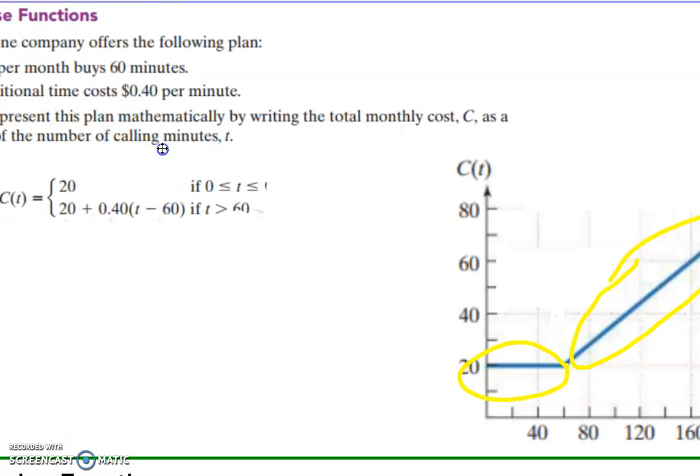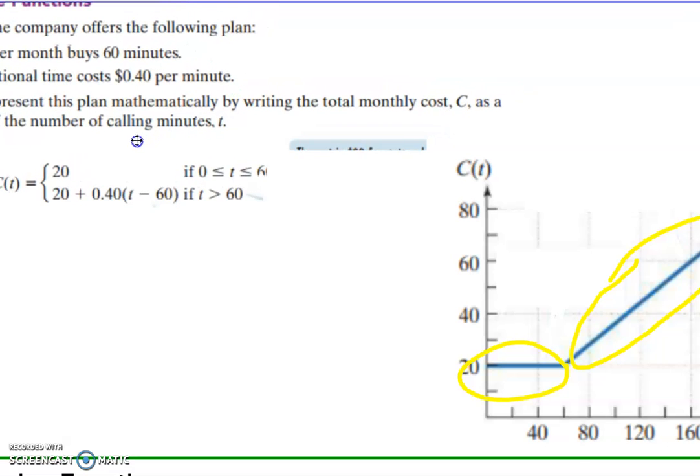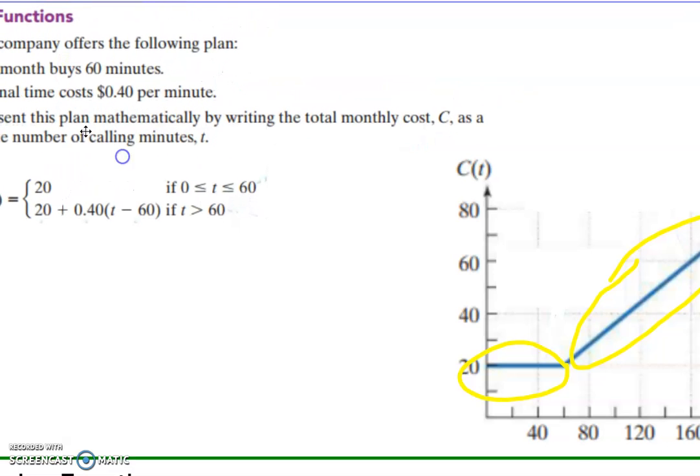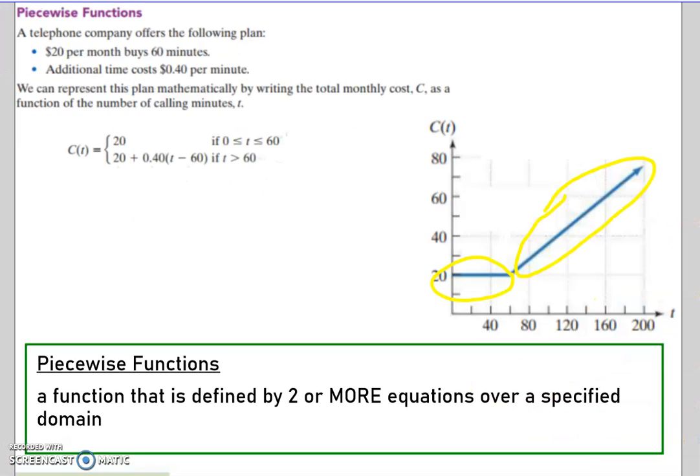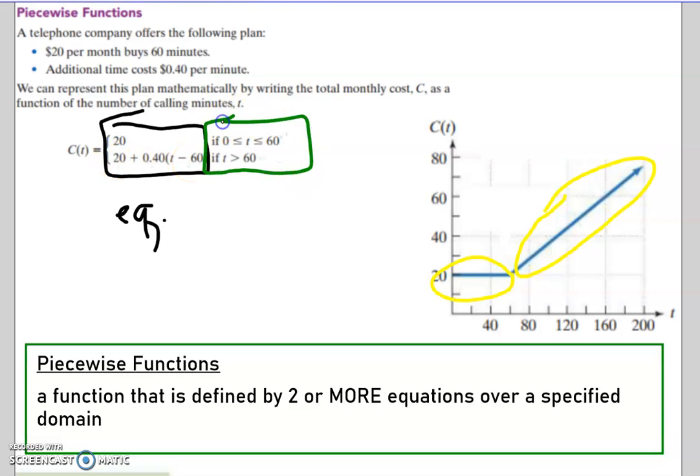So it says, okay, maybe I'm not zooming in real good. It says there's two parts, right? And the two parts are right here. The first part gives you the equations, the two equations. 20 is an equation, and then 20 plus 0.4 times t minus 60 is your second equation. And then the second half of this, notice it says if, look, there is your interval notation. Here are your domains, okay?